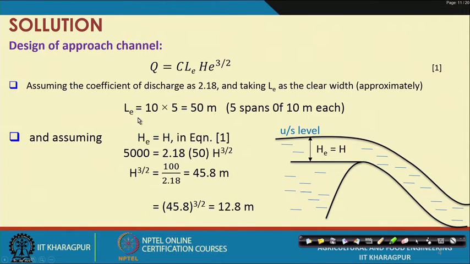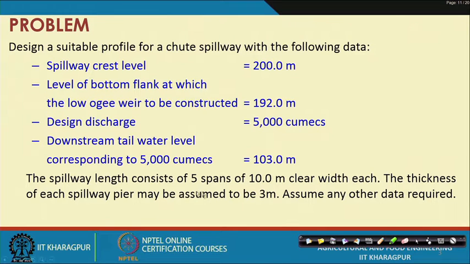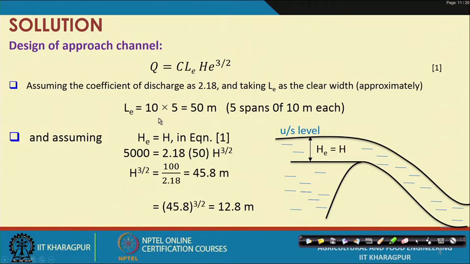LE, as given in the data, we have a 10 meter span; the spillway has 5 spans located here, 10 meter of each width and 5 spans. So this comes out to be 10 multiplied by 5, 50 meter, that we are going to plug here, and C is the coefficient of discharge. In that way, after plugging this into equation 1, we have H as 12.58 meter. This H is the upstream head designed here.